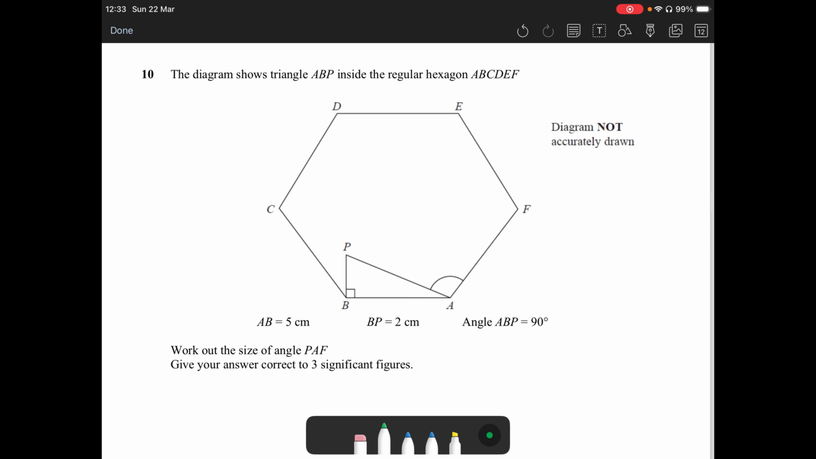Number 10. Okay, PAF. So the angle PAF. Now, this is a hexagon, regular hexagon. You can use the formula n minus 2 times 180 to work out what all the angles in a hexagon add up to. So in this case, it would be 4 lots of 180, which is 720. But because obviously there's 6 of them, we divide that by 6. So that means that each of your hexagon's angles are going to be 120, right, for all of them.